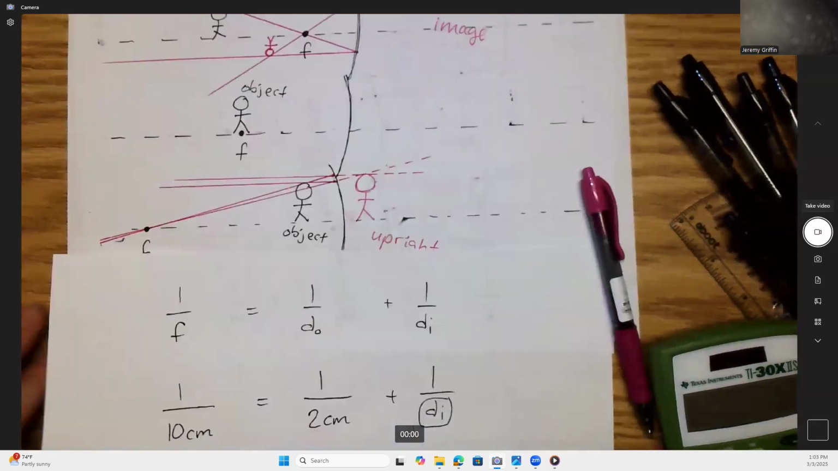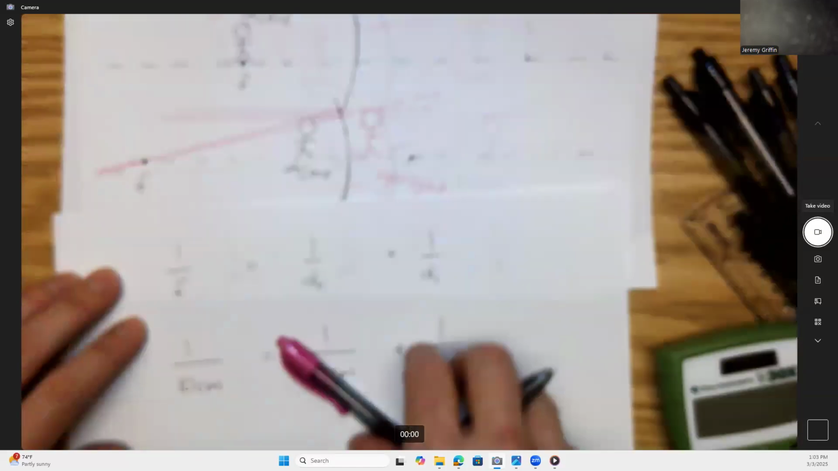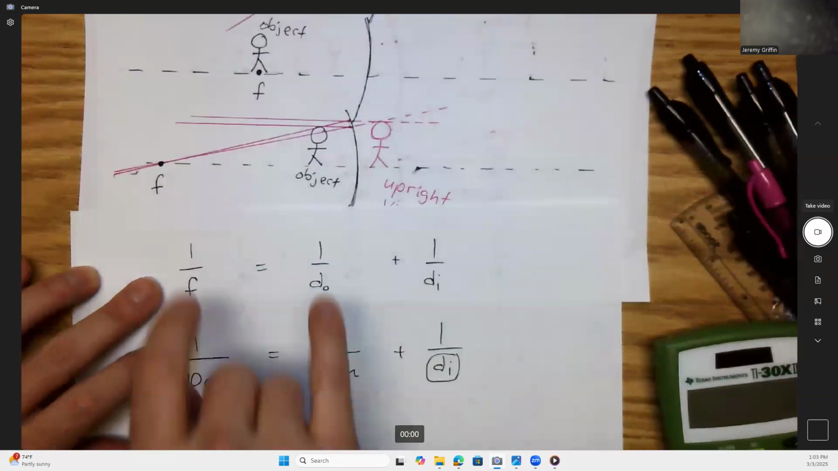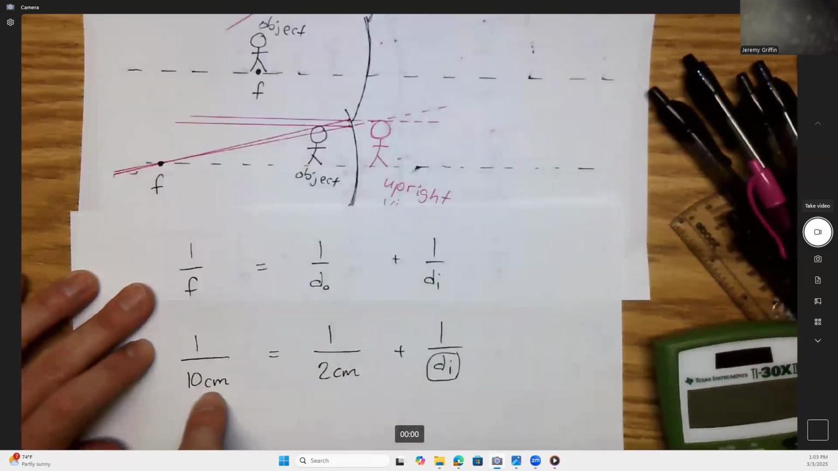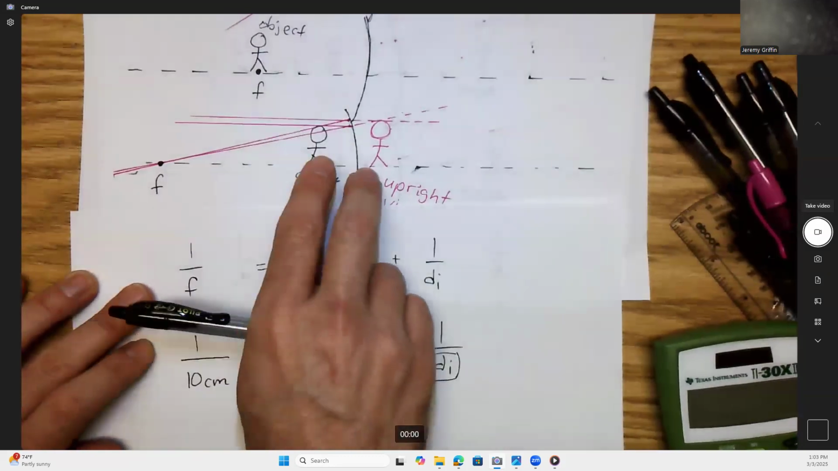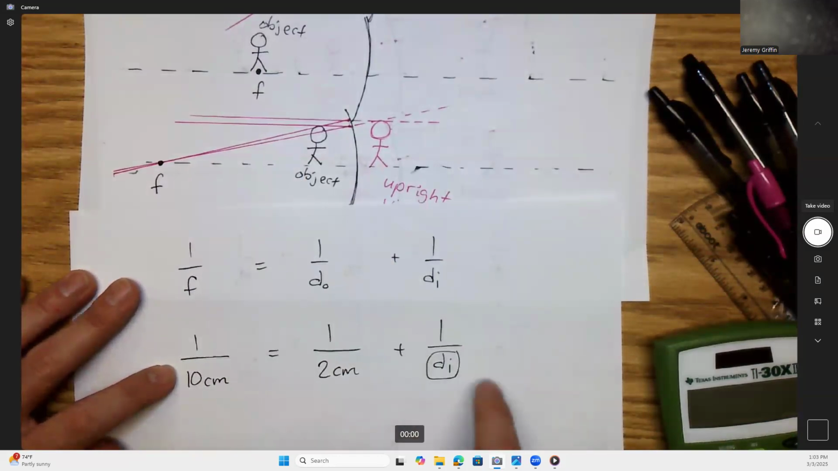You guys do know where I'm getting all these numbers from, right? Okay, let me point it out one more time in case you missed it. Focal length is from the surface of the mirror to the focal point. I measured that as 10 centimeters. Distance object is from the surface to the object. I got as 2 centimeters. Now these are both positive because they're both on the same side, which is in front of the mirror. Distance object is always positive. A positive focal length means it's concave. So can I solve for distance image?